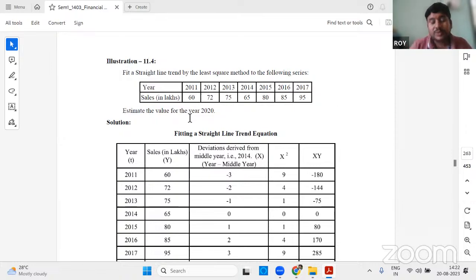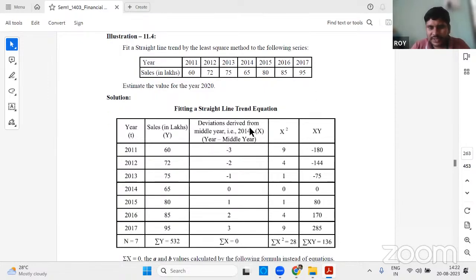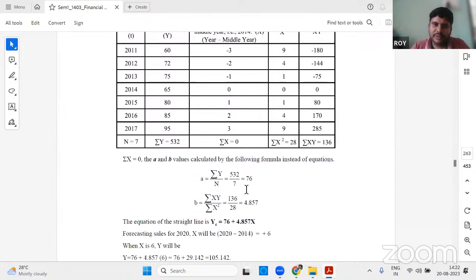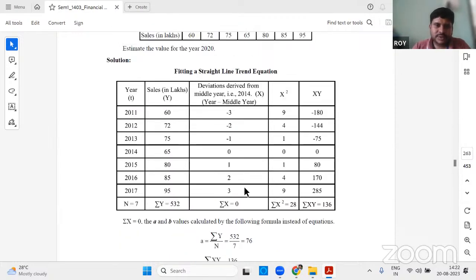How to do that? This is time series data, because we have years, and the gap between one year and the next is 1 year: 11, 12, 13, 14, 15, 16. Every year data is there, which is why sales is given. Now, as I told you, we need to calculate the deviations and their squares, then the sales, the X value, XY, the sum of the squares and the sum of XY, and put them in this formula. Let's check it.